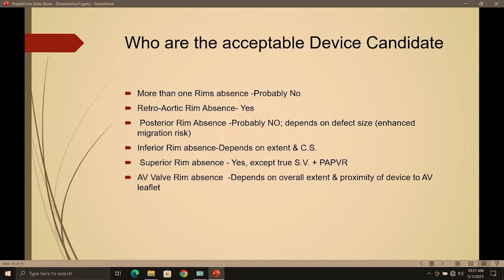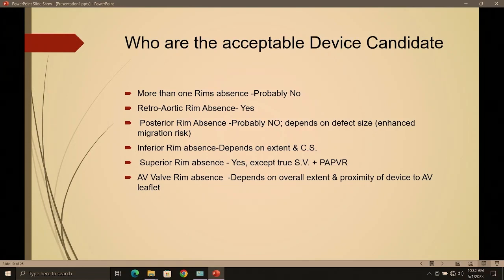So, who are the acceptable device candidates? More than one rim absent, probably no, if it is a very important rim. Retroaortic rim absence, yes, it can be acceptable for a device candidate. Posterior rim absence, probably no, but it depends on the size of the defect because it enhances the migration risk of the device. Inferior rim absence depends on the extent and the coronary sinus. And superior rim absence, yes, it is acceptable, except in true sinus venosus defect and partial anomalous venous return.